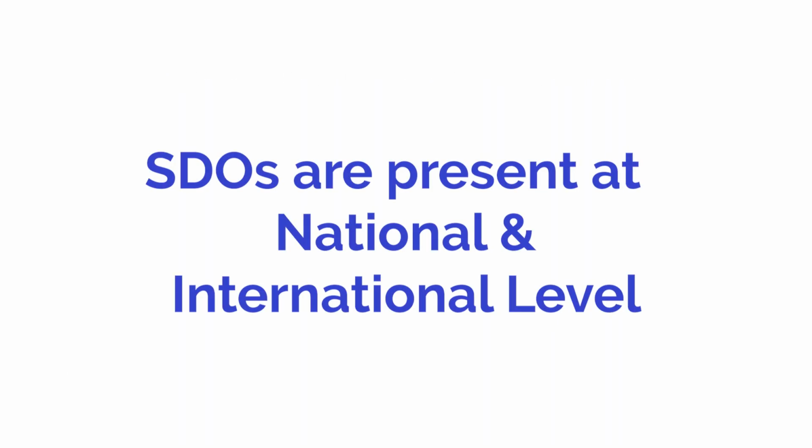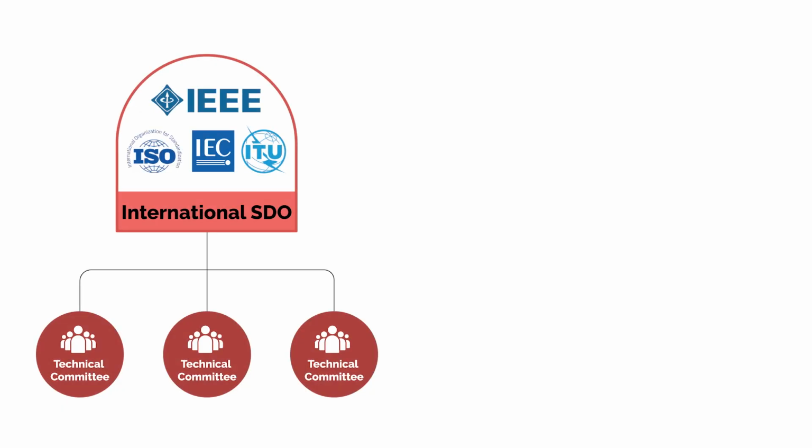SDOs are present at both national and international levels. At international SDOs, members from different countries work together to make standards that work worldwide. These include ISO, IEC, ITU, and IEEE, which have technical committees composed of experts from various countries who collaborate on global issues like data privacy, cybersecurity, and food safety. These committees work together to develop standards that are applicable and effective worldwide.